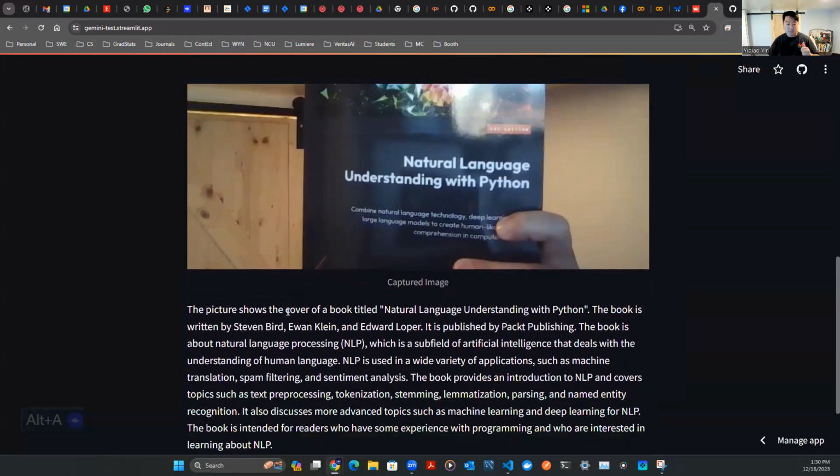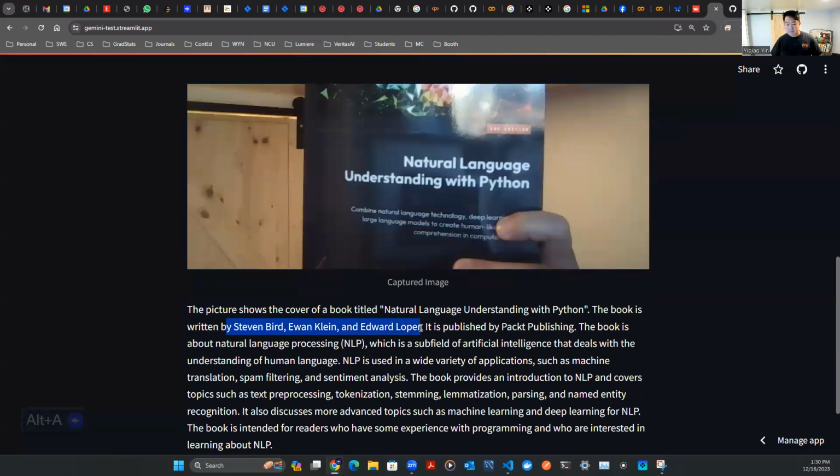Let's take a look at this. The picture shows the cover of a book titled Natural Language Understanding with Python. The book is written by Steven Bird, Ewan Klein, and Edward Loper. So let's take a look. That's where Gemini started to make a mistake, right? This is what I believe is an example of a hallucination. It could have just stopped at the title. It could have just said, oh yeah, this is Natural Language Understanding with Python. Done. Don't say anything else.